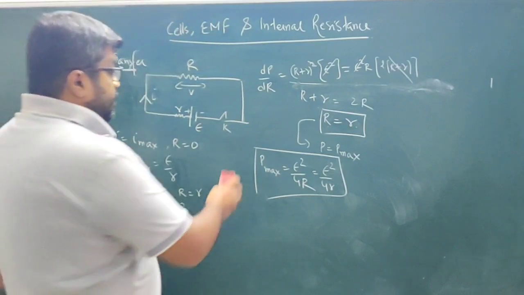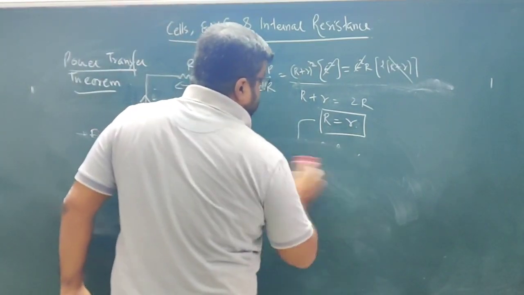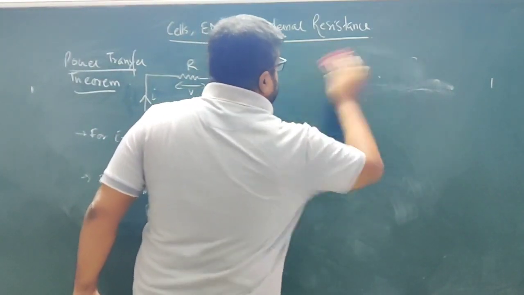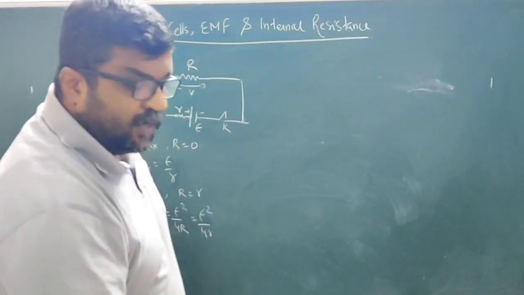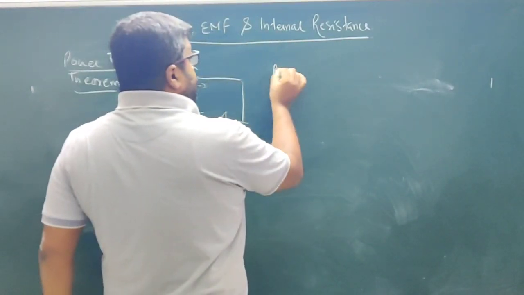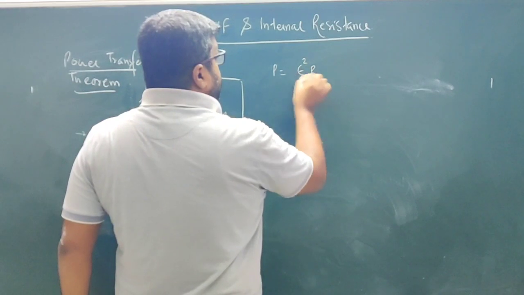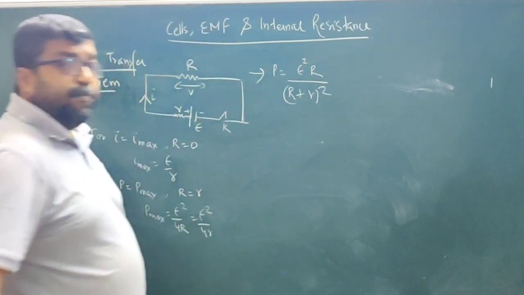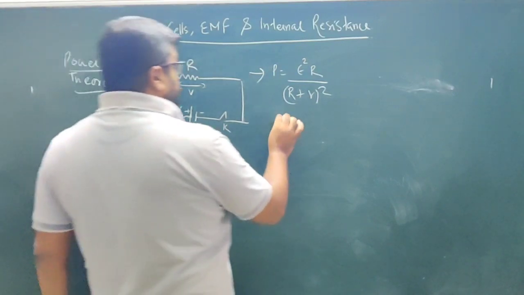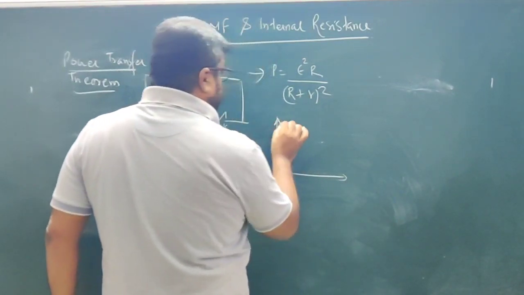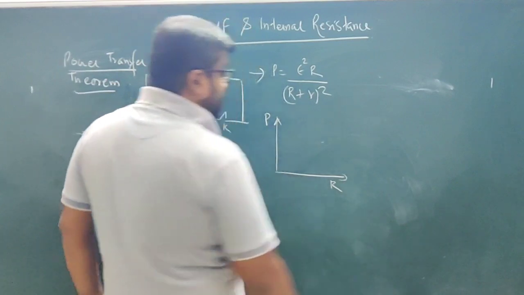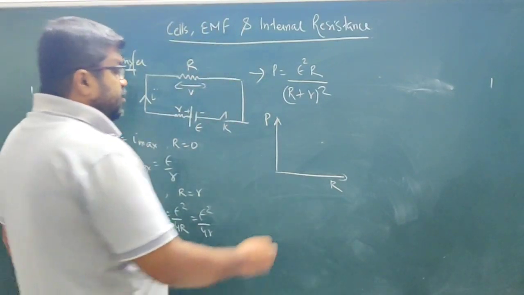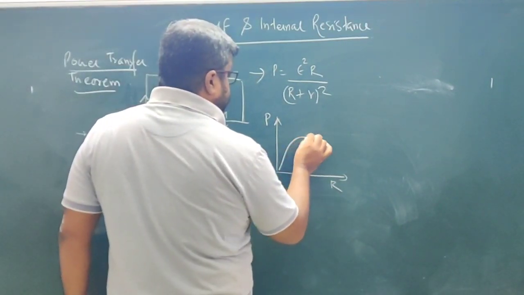Okay. Now what do we observe from this expression for maximum power? See, the expression for power is E squared R by (R plus r) squared. This is the expression for power. Okay. So if we draw the graph for power, P versus R, the graph is like this.